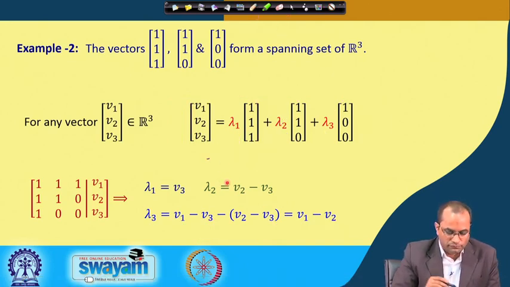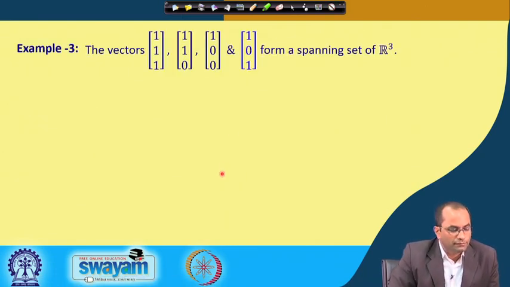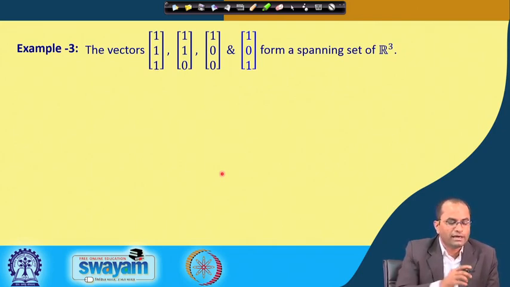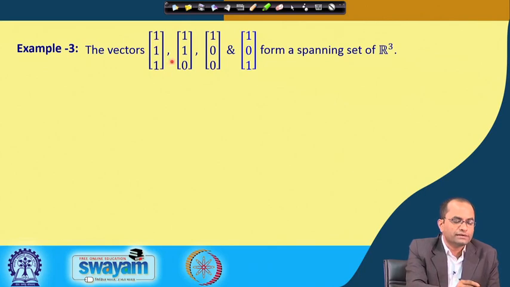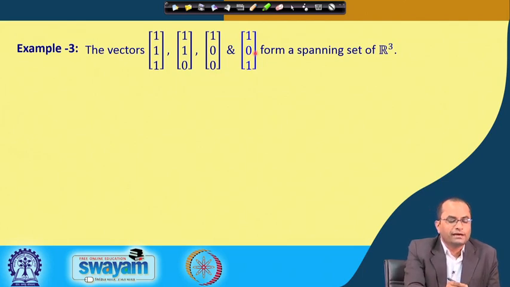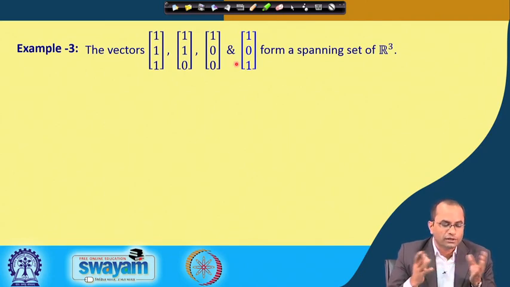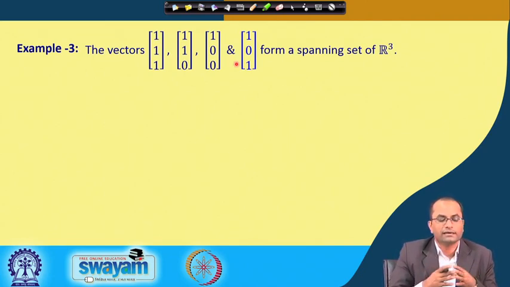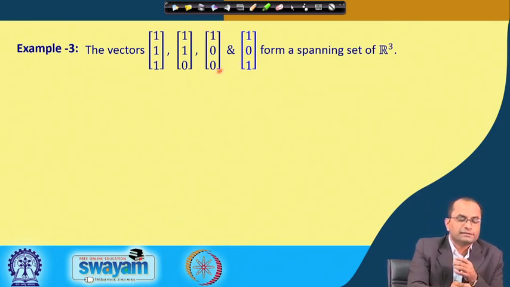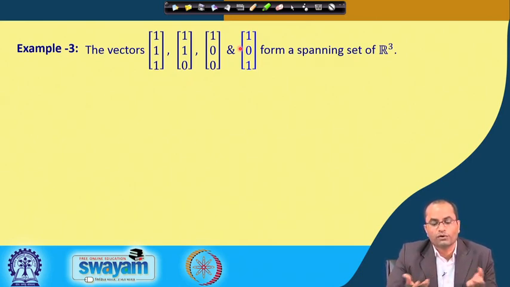So, what we have now is example number 3, where we take vectors from the previous example. These vectors 1 1 1, 1 1 0 and 1 0 0 are from the previous example, and we have taken one more, 1 0 1. So, we have added one more vector here. Now our set is bigger, and again this also forms a spanning set of R 3, that is what we will observe now. So, the existing set, and we have added one more vector, 1 0 1, and this is also forming a spanning set.